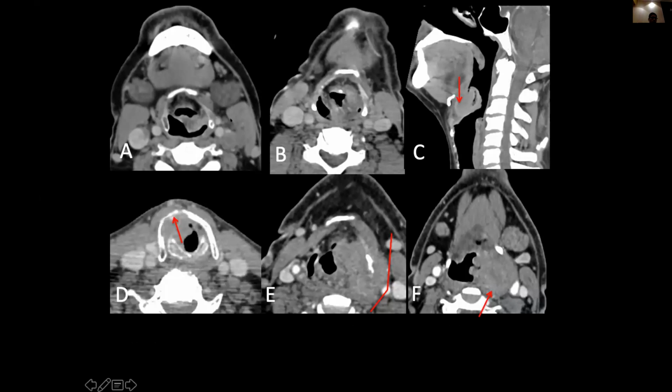So let's see the example. This is a very small volume disease restricted to the piriform sinus. It's a hypopharyngeal carcinoma, involving the apex, and the pre-epiglottic space is involved. The pre-epiglottic space involvement is best appreciated on the sagittal images over here. This is a T3 disease, which is involving the inner cortex. And this is a T4A disease, which is involving the carotids, and the prevertebral is involved. This is a T4B disease.